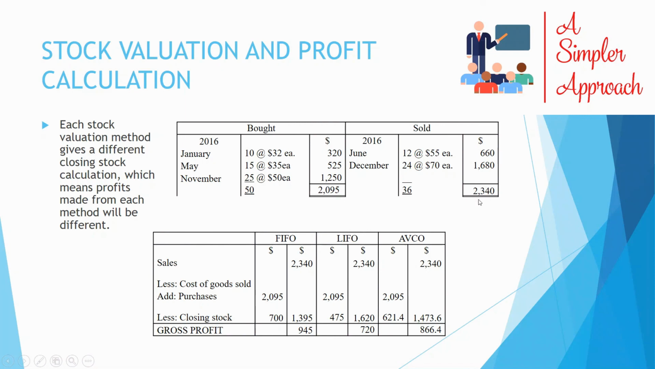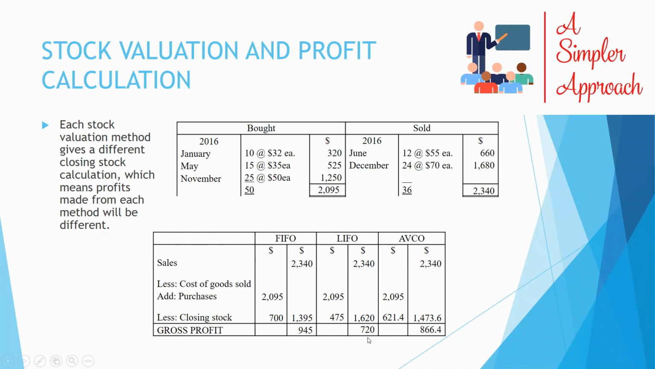2,340, this figure right here, represents total sales. This is the sold section. So total sales. 1, 2, 3. Same figure for all three. Okay? But this represents closing stock, and naturally this is going to be different. So at the end of FIFO, closing stock was 700. At the end of LIFO, it was 475. And at the end of AFCO, it was 621.4.